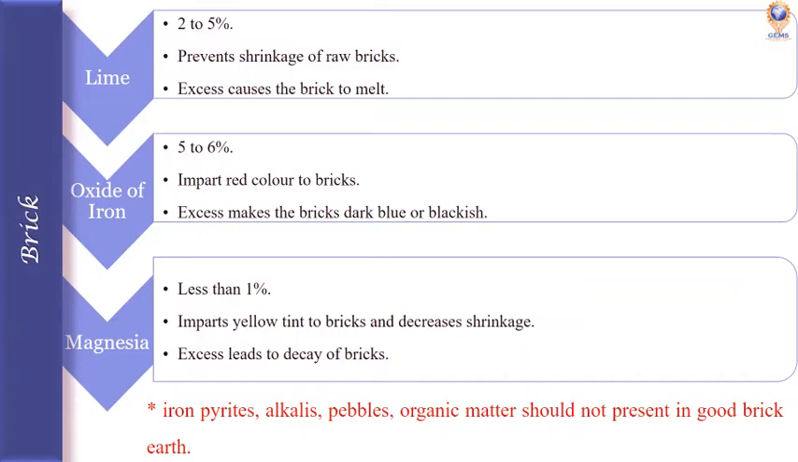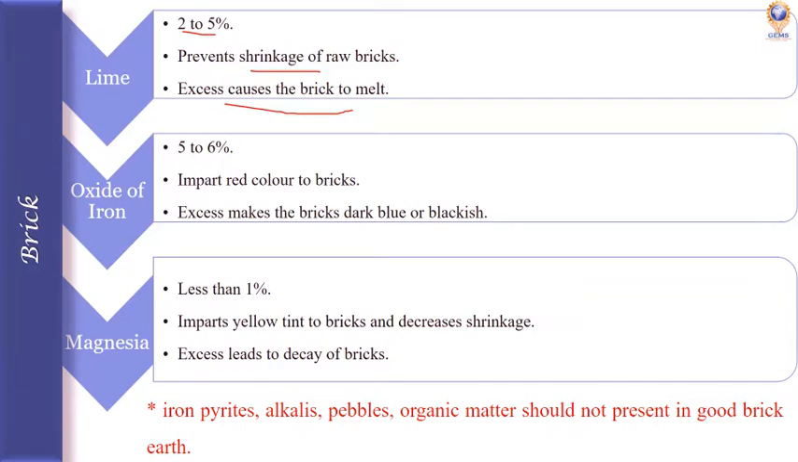Lime should be present in brick earth soil at 2 to 5%. These limes prevent the raw brick from shrinkage. If it is present in excess, it causes the brick to melt. Due to the melting, the brick loses its shape. So in excess, brick loses its shape.